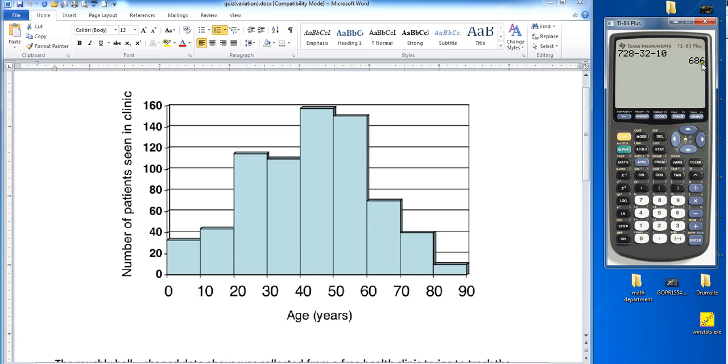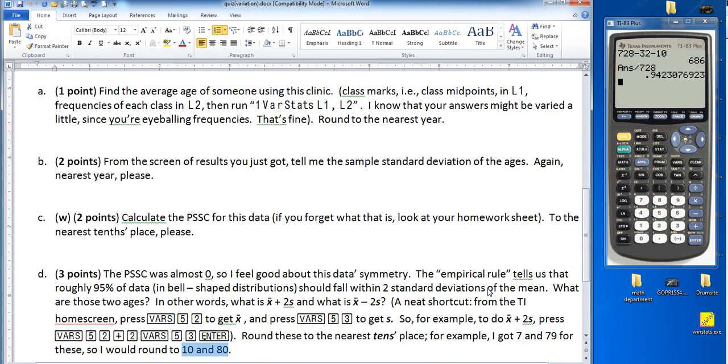It means there are 686 of them between 10 and 80. So if I divide that by the 728 that's total, I get 94.2%. So roughly, I get about the 95% that I should be getting, because if I cut the tails off, that's what the bell curve tells me I should get. And the tails, of course, are defined by anything outside of 2 standard deviations of the mean. So, I hope that helped you get some solutions, and we'll see you in class.